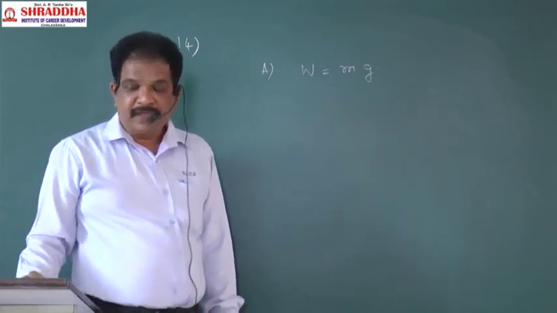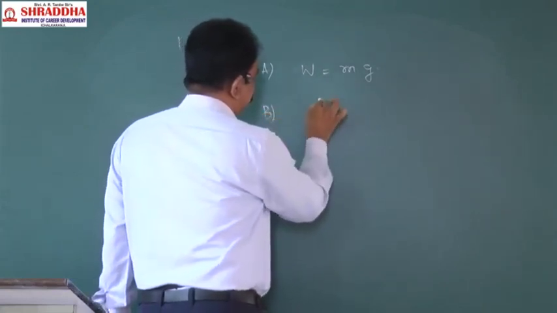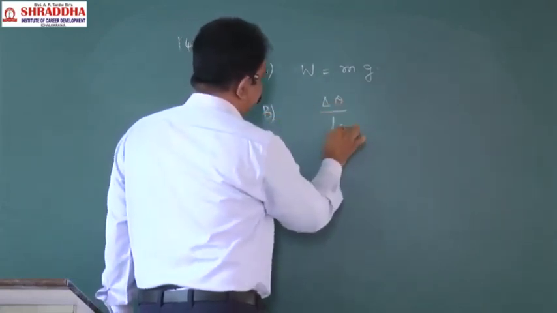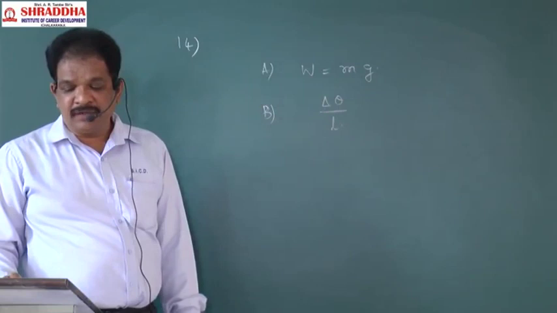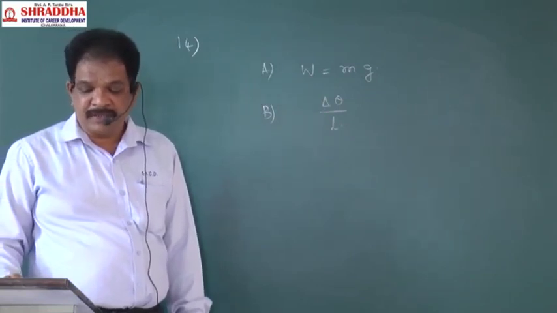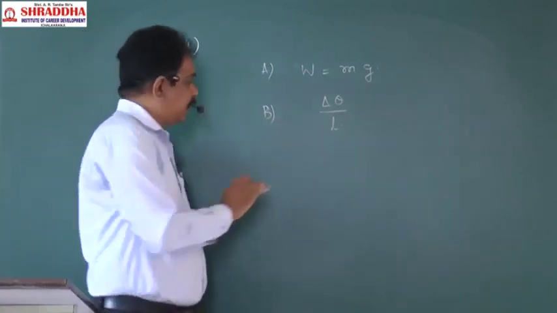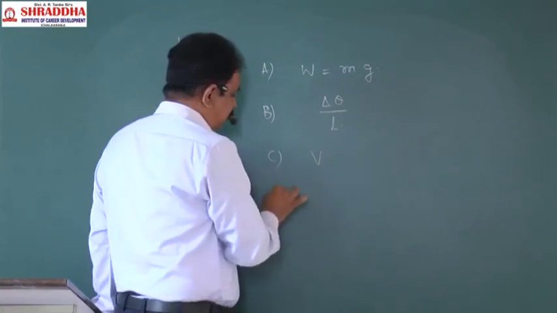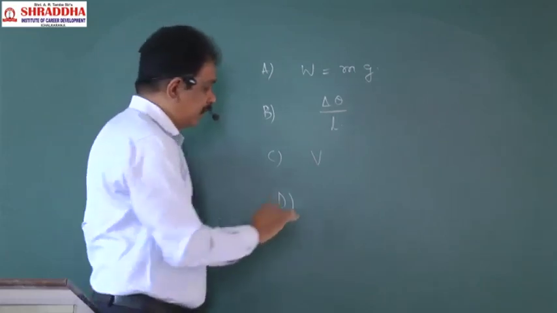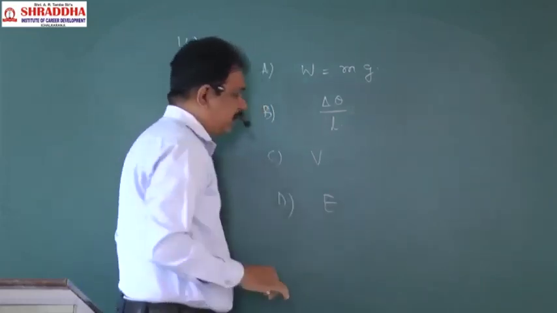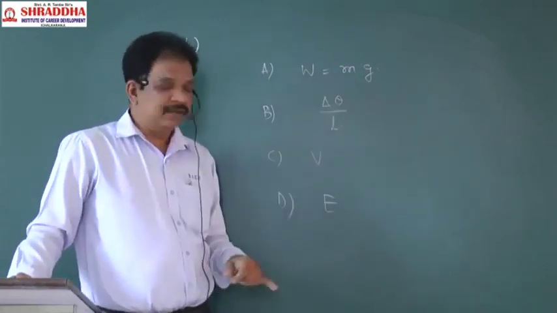Next is temperature gradient. Temperature gradient means change in the temperature per unit length. That will be called temperature gradient. This is also a vector quantity. Electric potential, this will be a scalar quantity. Next, magnitude of the electric field strength, this will be a vector quantity. All will come in the coming lessons.